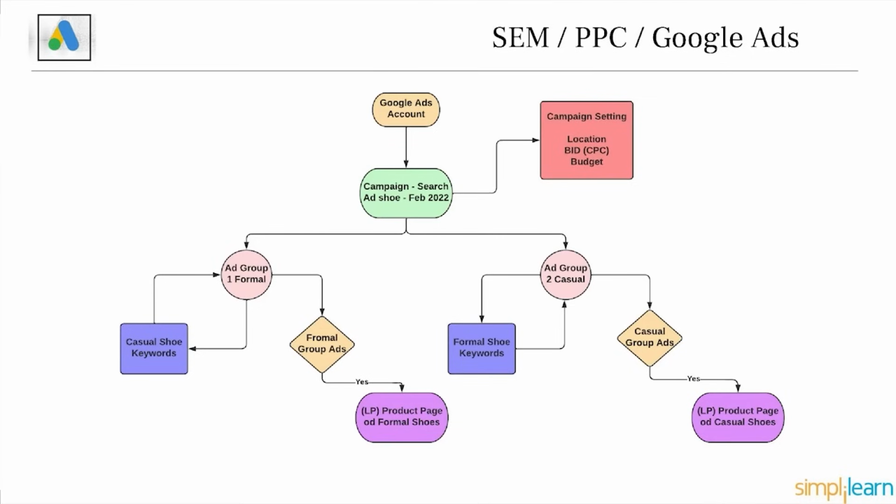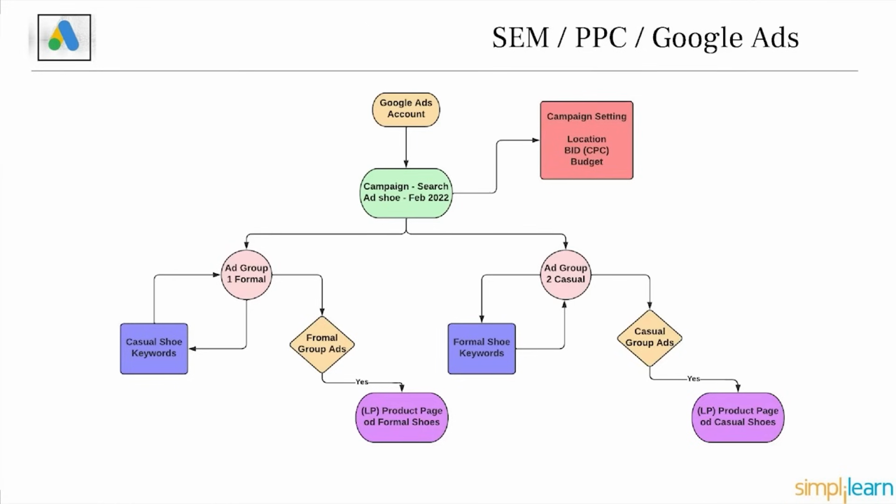Okay, but after doing this bifurcation or segmentation, what would happen? All the formal keywords like party shoes, office shoes, formal black shoes would go here. This ad group would trigger if any of these keywords were searched, and accordingly this ad, which has everything related to only formal shoes, will be shown. And of course with that ad, the landing page is connected, which would be opened when somebody clicks the ad.